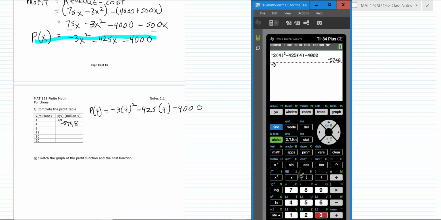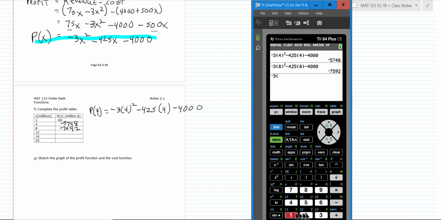We're going to go negative 3 times 8 to the second minus 425 times 8, and then minus 4,000. Okay, so that'll give this. So we still got negative profit here, which we could have. So got that. And then we'll do the 12. So negative 3 times 12.